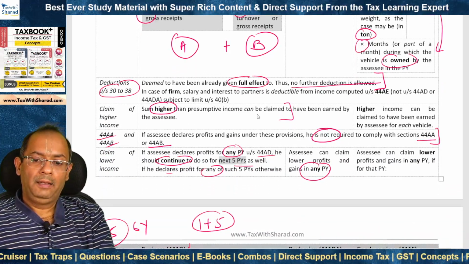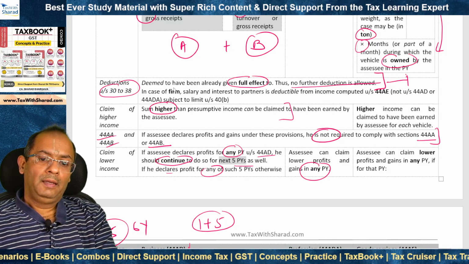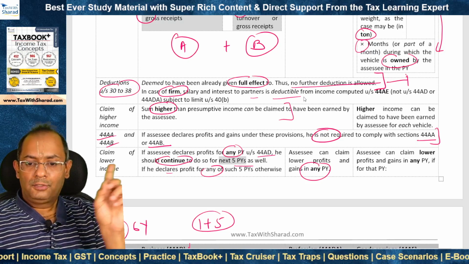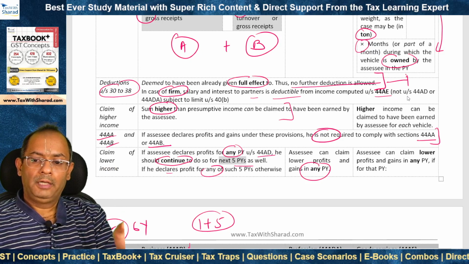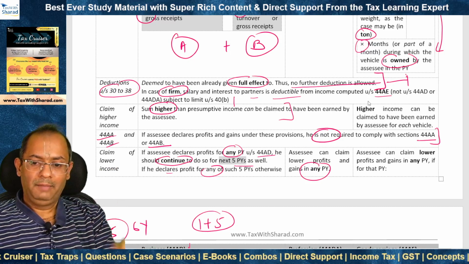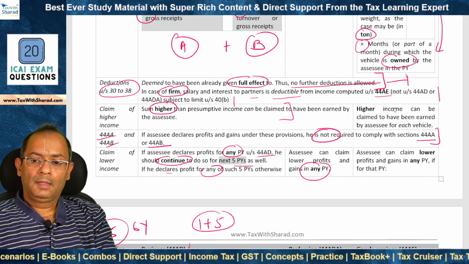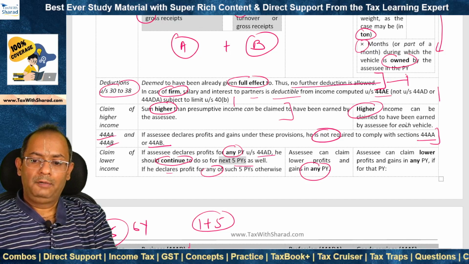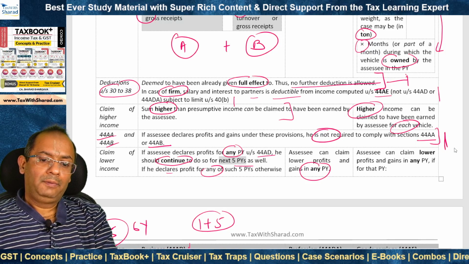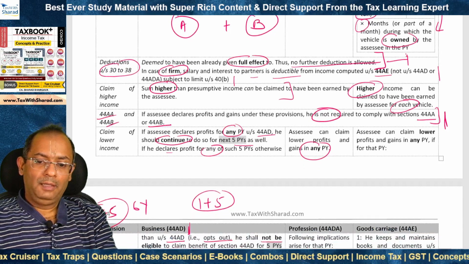Similar to 44AD and 44ADA, no specific deductions are supposed to be allowed, but there is an exception. Where the assessee is the firm, then salary and interest to partners is also deductible from 44AE computed income, which is subject to limit under section 40B that we have discussed some time back. This exception is not available under 44AD and 44ADA. A higher income can be claimed to have been earned for each vehicle. Like 44AD and 44ADA, 44AA, tax audit, 44AB and books of accounts 44AA are not applicable.